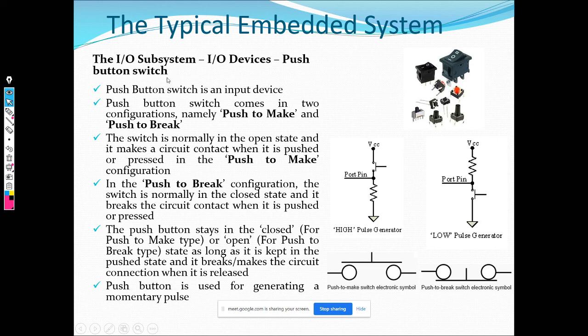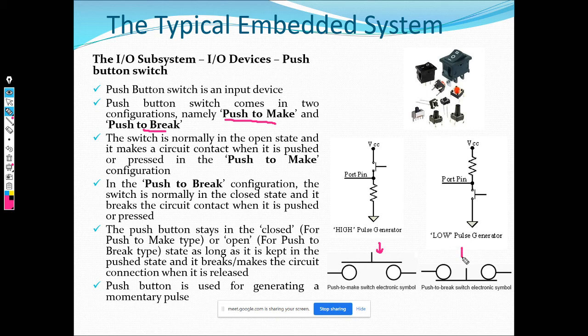So the idea is something like this. There are two types of push buttons: one is push to make and the other is push to break. The symbol is something like this. This is push to make. When you push the button, it's going to complete the circuit, and you're going to send the electrical signal.